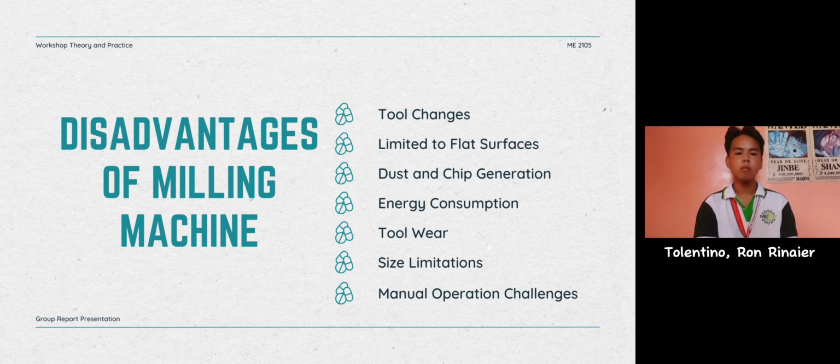Changes to milling cutters can be time-consuming and costly. Milling machines are best suited for flat or contoured surfaces, and they generate dust and chips, which can be messy and require additional cleaning. They are energy intensive, especially in industrial settings, and their cutting tools wear out over time. The size of workpieces can be limited by the machine's table size and the spindle travel distance. Manual operation can be physically demanding, especially for extended periods, due to the need for manual feeding and adjustments.